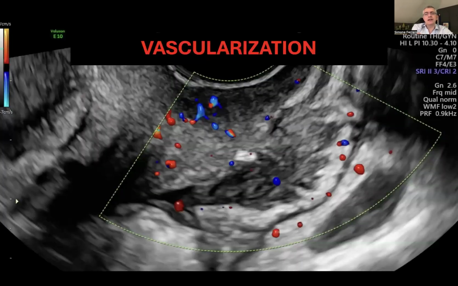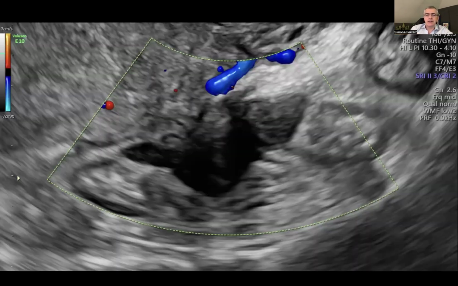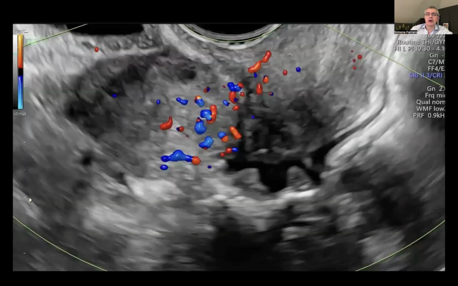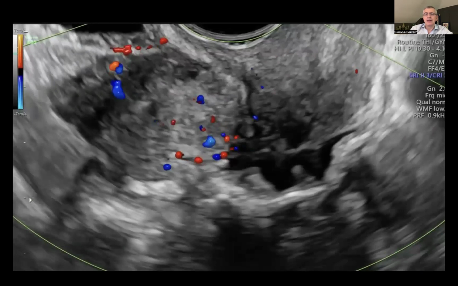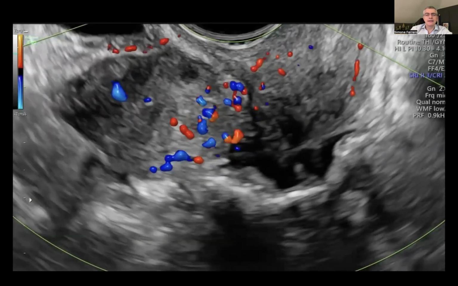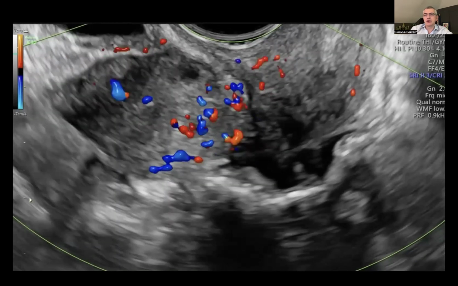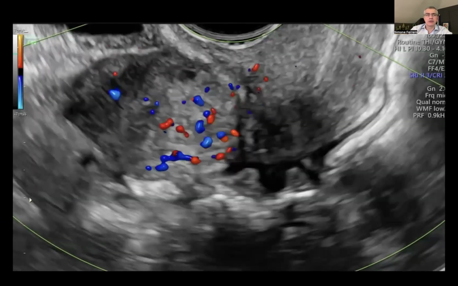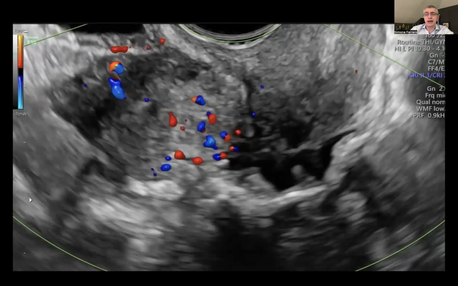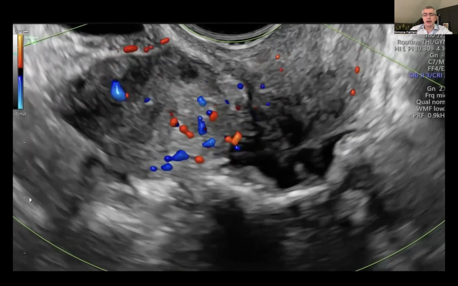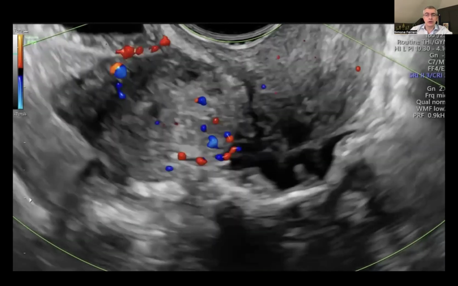Concerning the vascularization, intestinal nodules are typically poorly vascularized, as you can see in this image, in this other case, or in this video. It is important always to assess the vascularization of the nodule. The absence of relevant vascularization further supports the diagnosis of the endometriotic nature of the nodule.